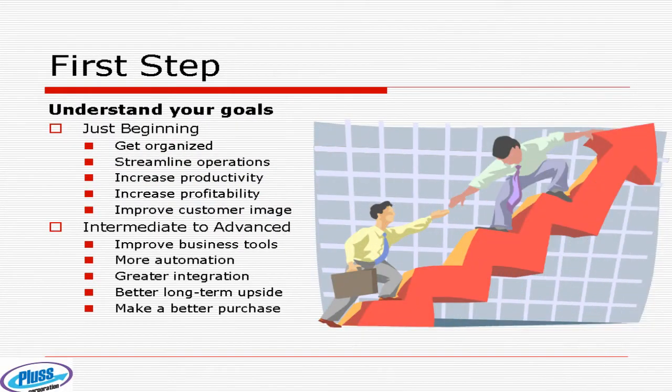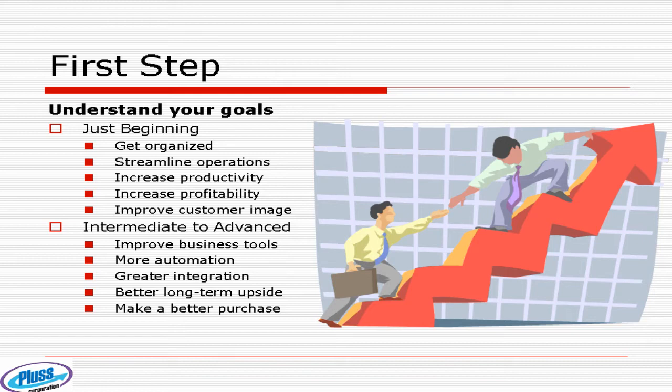The first step in selecting business software is to clearly understand your goals. Your goals vary depending on your current level of automation. If this is just the beginning, your primary goal is to get started. If you've been using business tools and are now looking again, it probably means you picked a software package that was limited in its capabilities or went obsolete, and now you need to buy a new system to grow with your business.